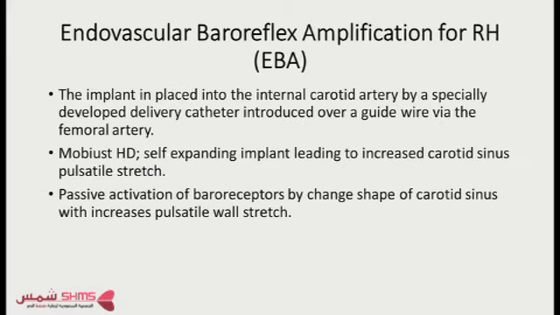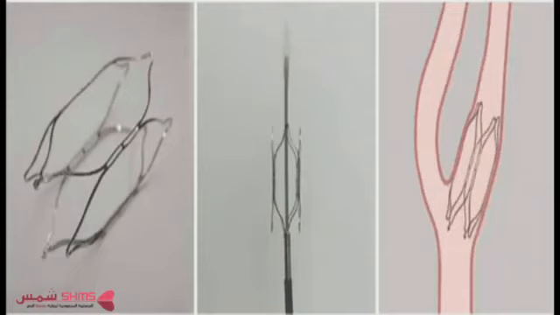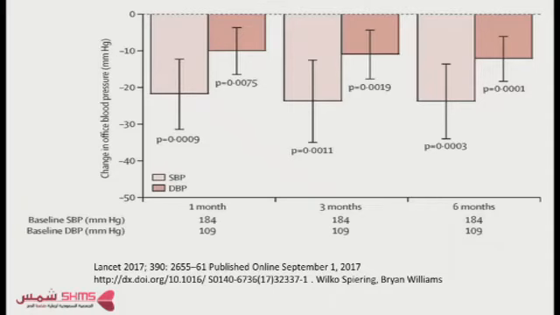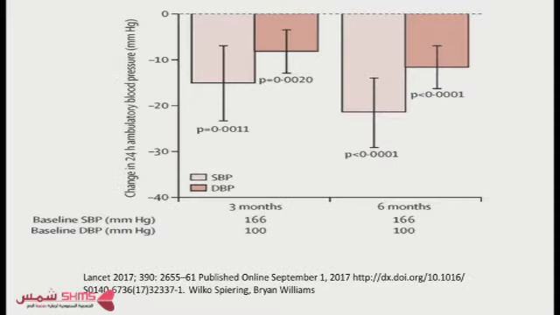Then they came up with a new way, the so-called intravascular baroreflex amplification. What they did is they placed a specially developed delivery catheter in the internal carotid artery, where the baroreceptors are. This is on the right side. It is inserted in the area of the baroreceptors, and it did prove that systolic and diastolic blood pressure go down.